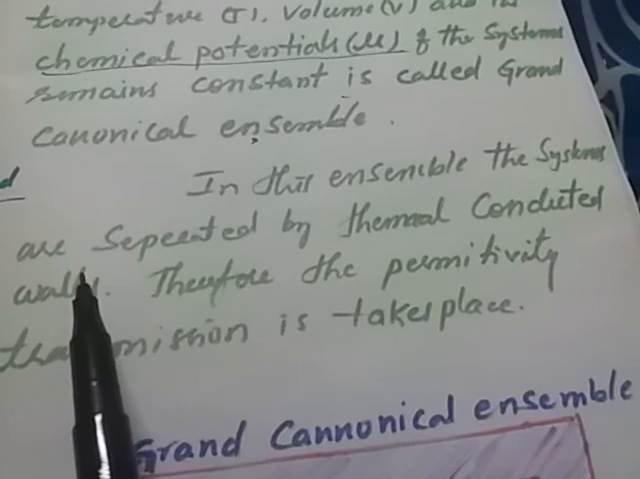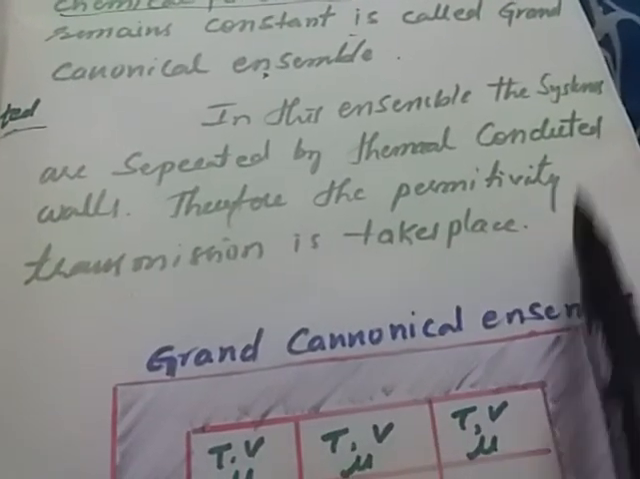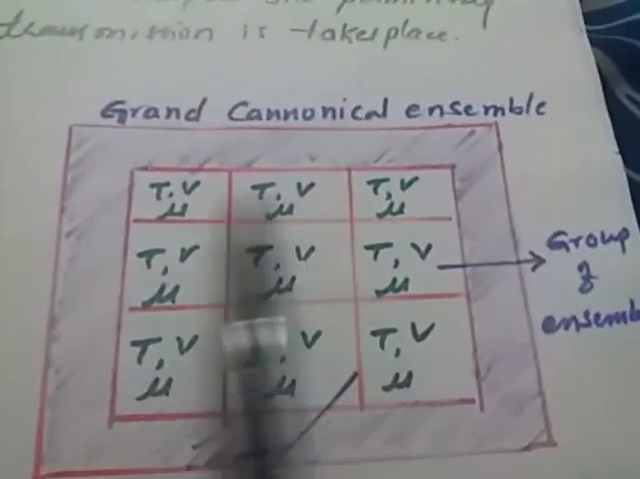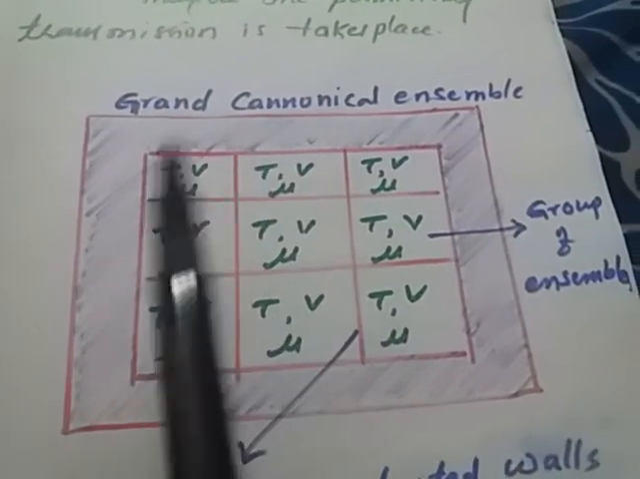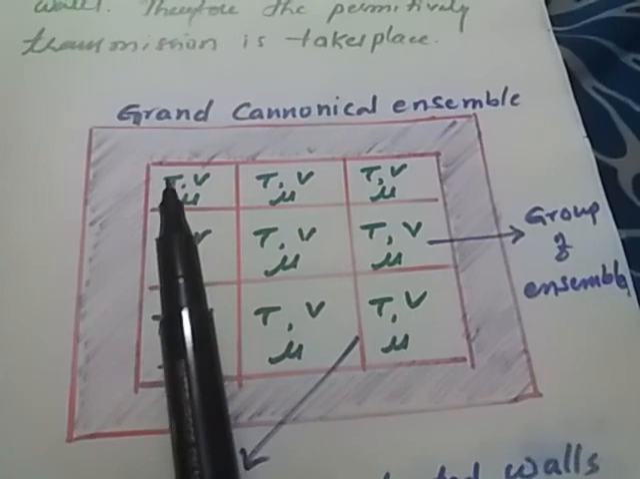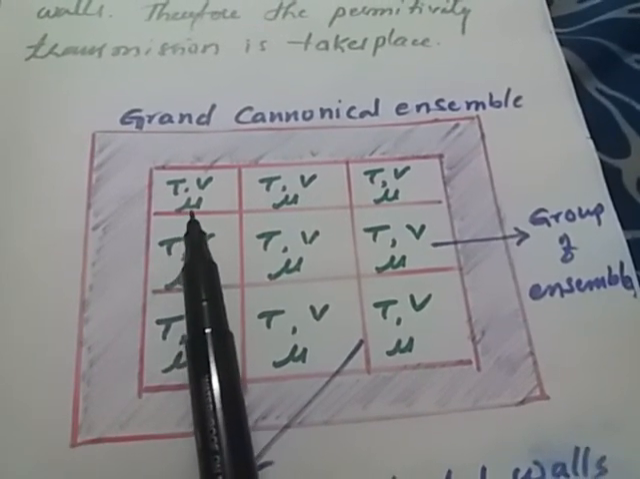In this ensemble, the systems are separated by thermal conducting walls. Therefore, the permeability transmission takes place. This is the diagram of it, which we studied last class. Understand, students? This is the grand canonical ensemble, in which temperature, volume, and chemical potential are there.